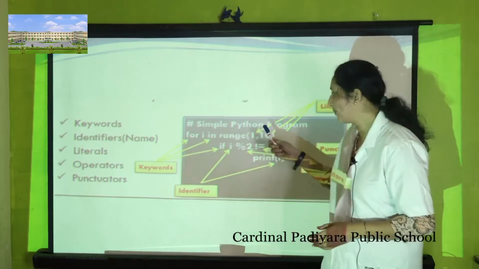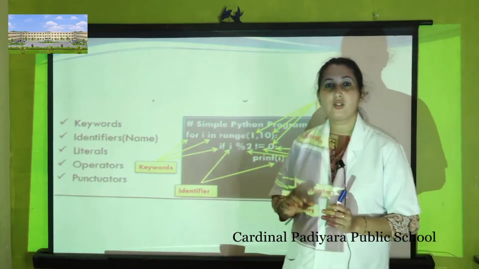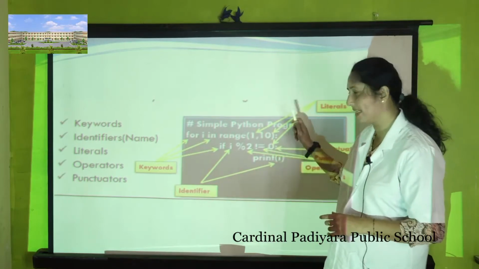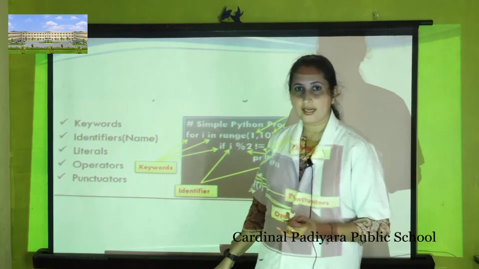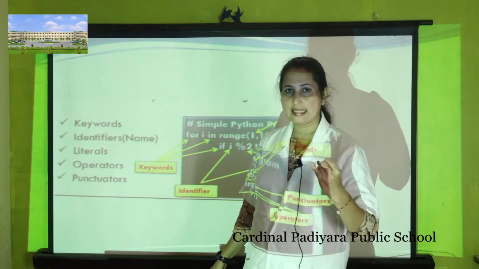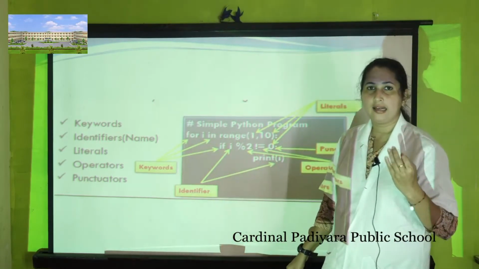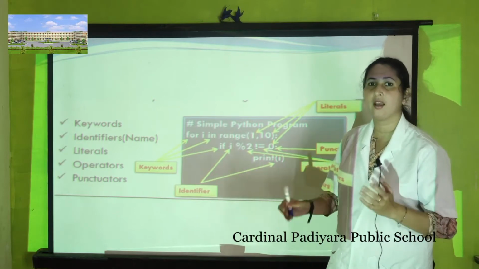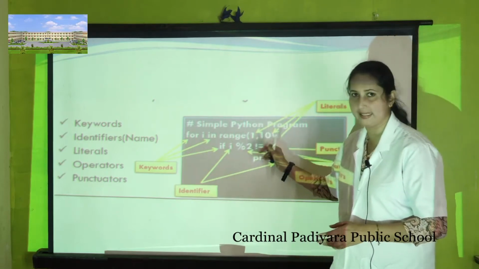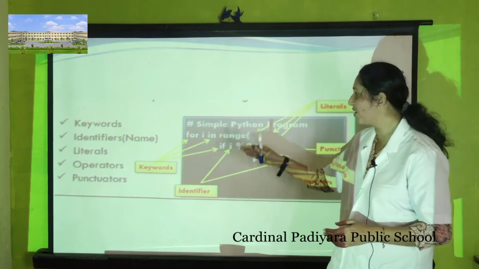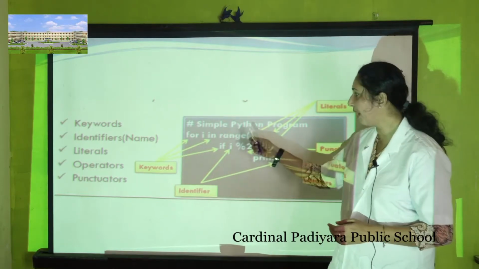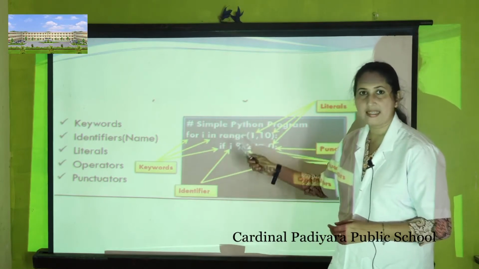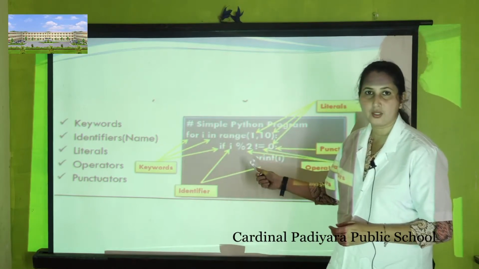Okay. In this program, you have to identify the tokens. We already studied the different types of tokens: keywords, identifiers, literals, punctuators and operators. You have to identify these. Which are the keywords here? Find out the keywords in this program. Find out the literals, identifiers, operators and punctuators.